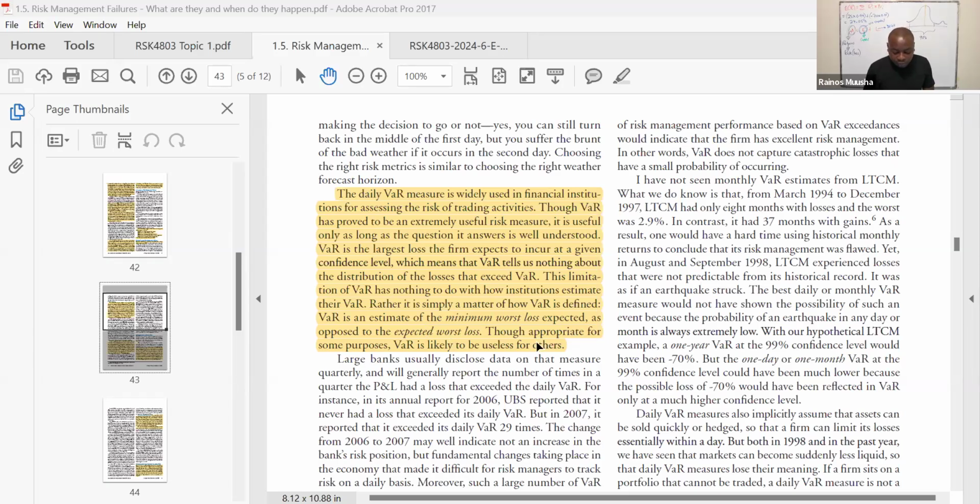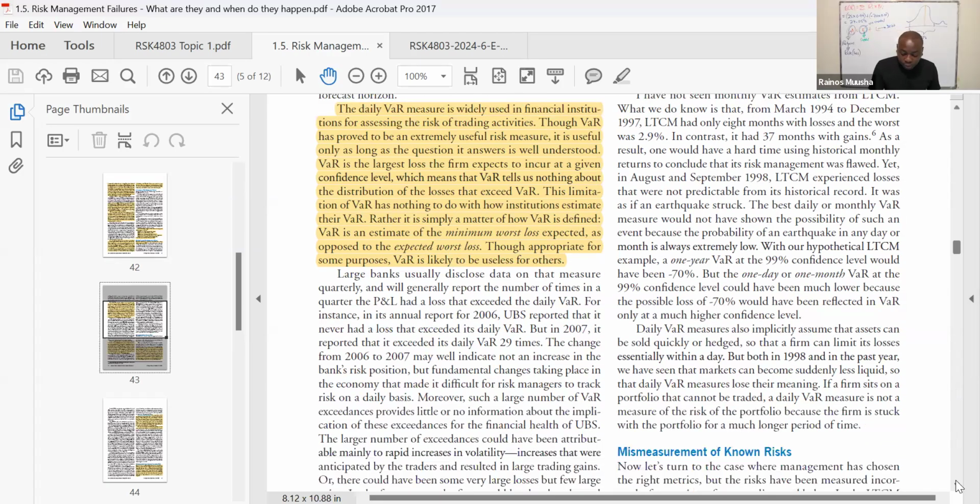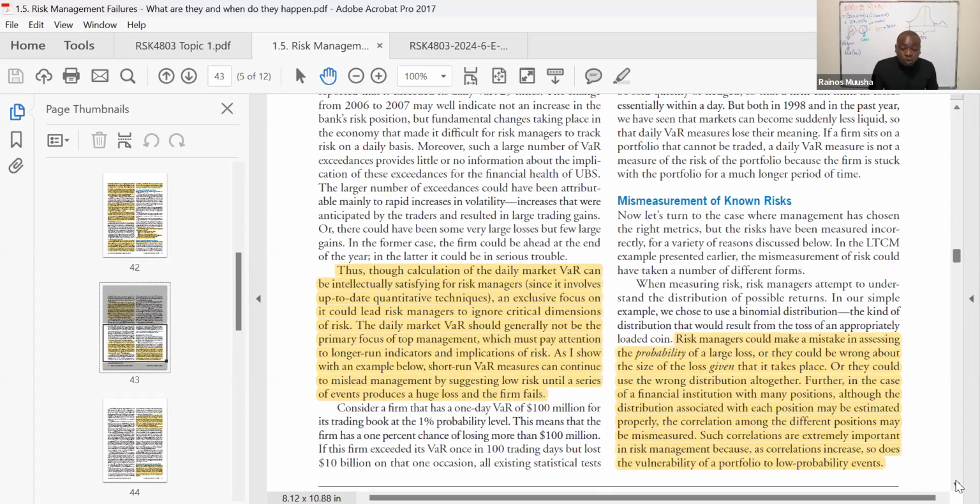So here they say, though appropriate for some purposes, value at risk is likely to be useless for others. Which means it's not all the time that you can use value at risk as the risk metric. It can be appropriate for some risk exposures, but it's not going to be appropriate for all risk exposures. Thus, though calculation of the daily market value at risk can be intellectually satisfying for risk managers, since it involves up-to-date quantitative techniques, an exclusive focus on it could lead risk managers to ignore critical dimensions of risks.